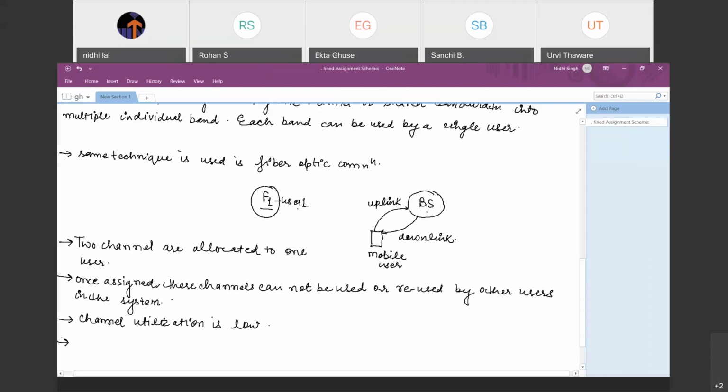The advantage of this protocol is that the implementation of this FDMA technique is very simple, because you do not have to do anything. You just have a band and you divide this band into multiple frequency bands. That's it. So that's why implementation of this protocol is very easy. The implementation of CDMA is tough, and the implementation of TDMA is also slightly tough as compared to FDMA. So that is the only advantage of FDMA, that implementation is easy. That's why FDMA is used for the cable television system. It is not used in real-time communication scenarios.